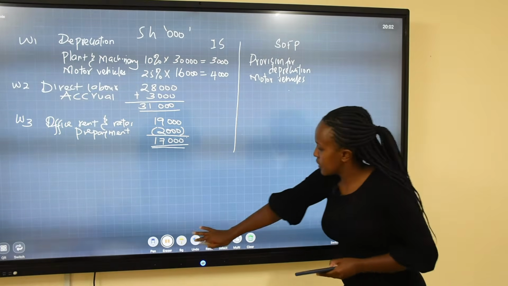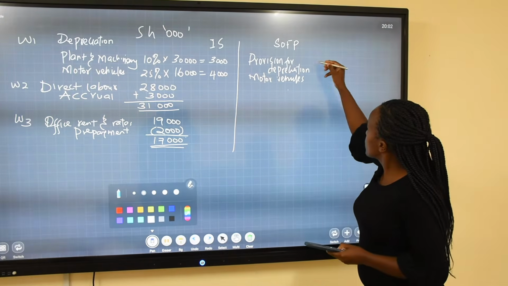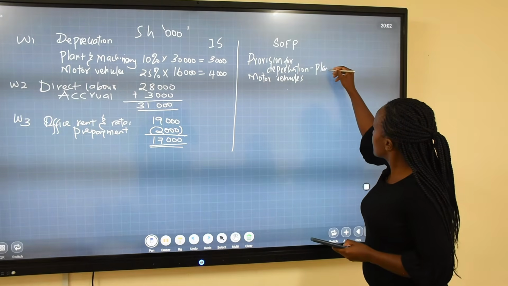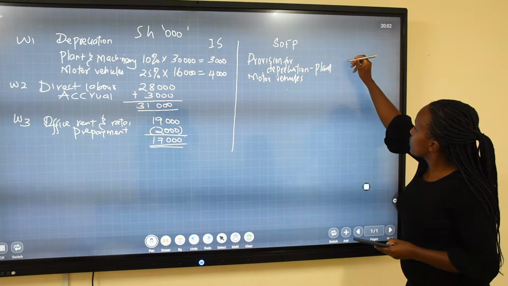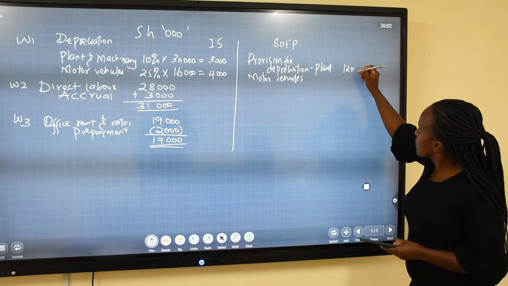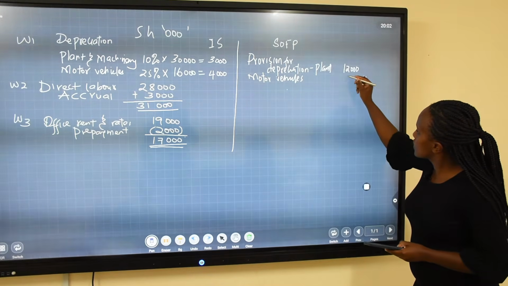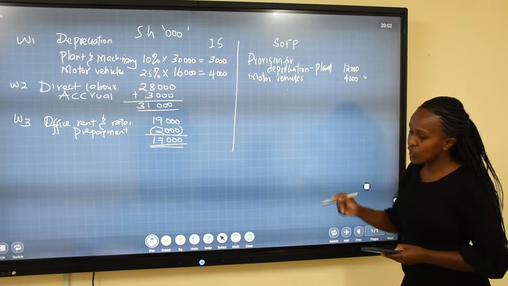We are saying it is the provision for depreciation. You have here plant and machinery. This is for motor vehicles. Now, the provision for plant is 12,000. That of motor vehicles is 4,000. And these are the provisions for depreciation.